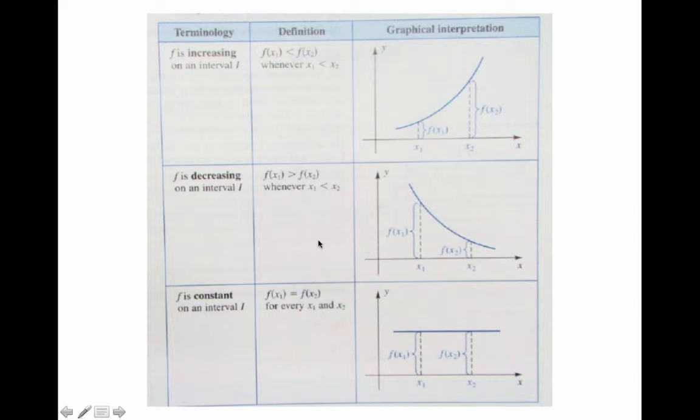Decreasing is a similar definition, but it talks about how this x coordinate here is smaller than this x coordinate here, but the y coordinate here is higher than the y coordinate down here, and that's what makes this a decreasing function. And then if there's no change at all, we say that the function is constant, and it can just be constant on an interval. It doesn't have to be constant the whole time.